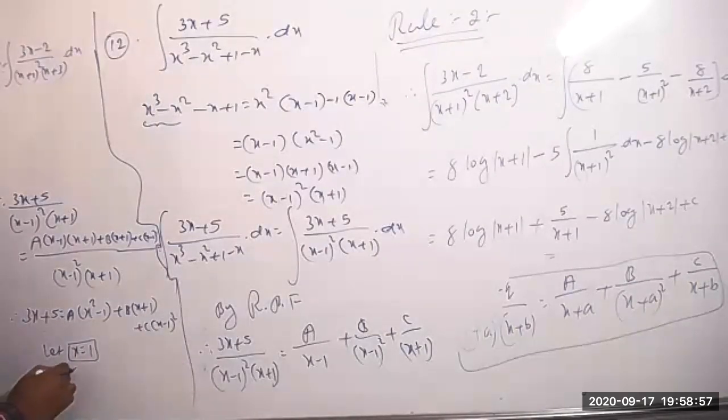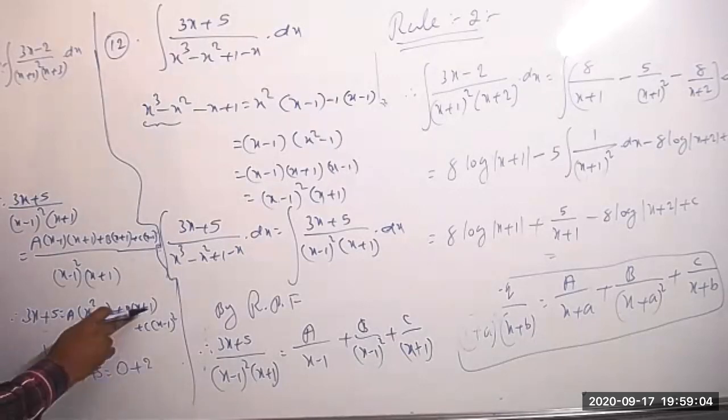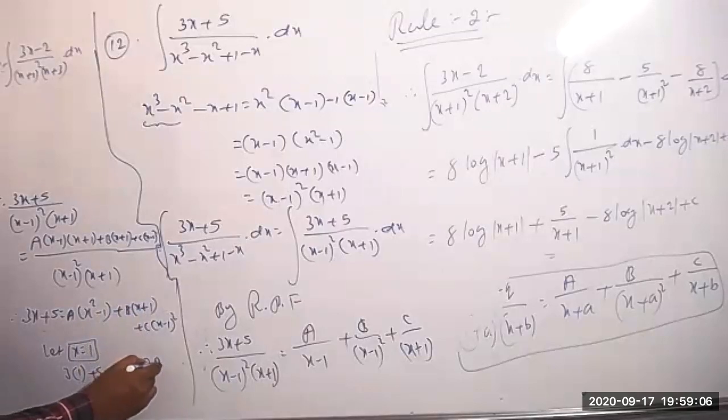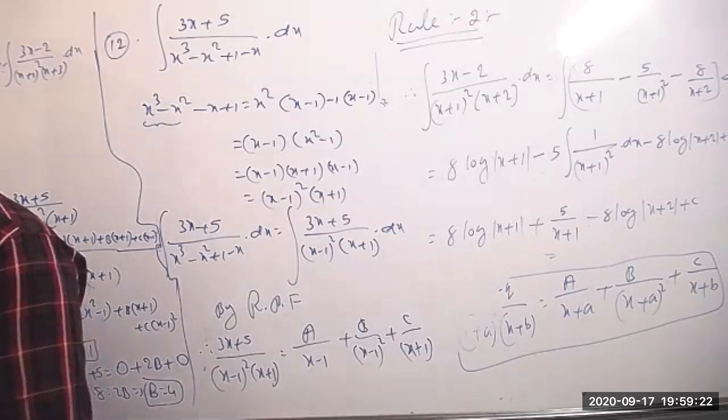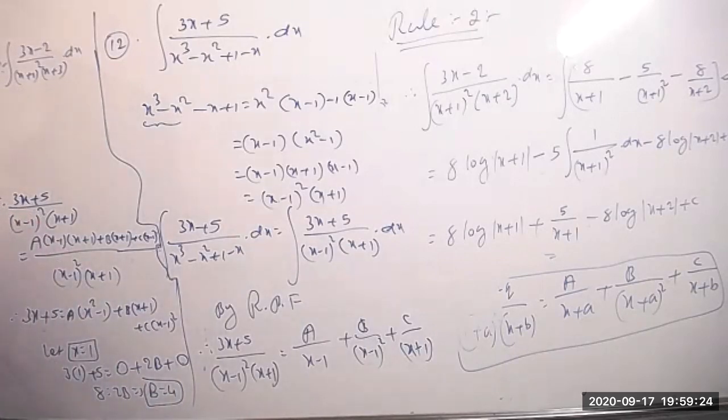So 3 into 1 plus 5 is equal to, a will become 0. This is x equal to 1, 1 plus 1 equal to 2b, and c also becomes 0 only. So 3 plus 5 equal to 8. So 8 equal to 2b. That implies the value of b equal to 4. In the same way, you can find the remaining values also.